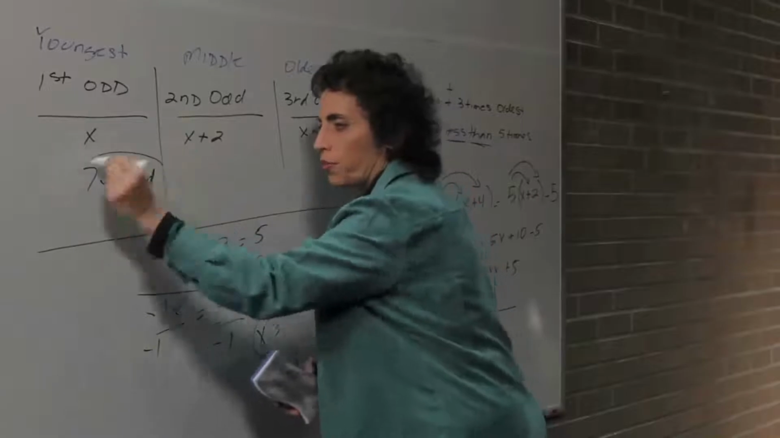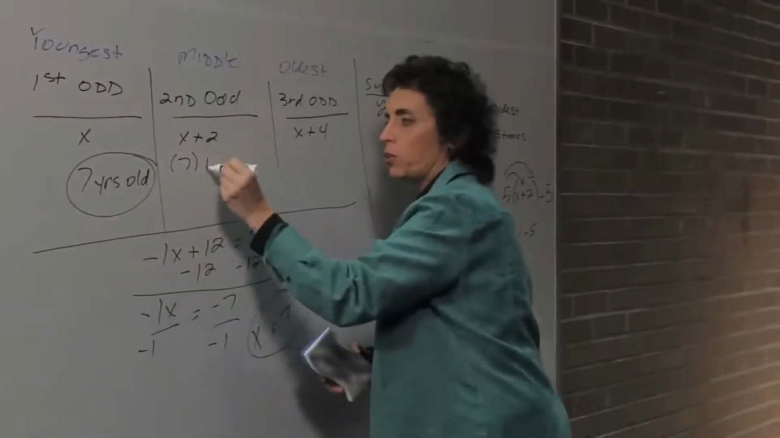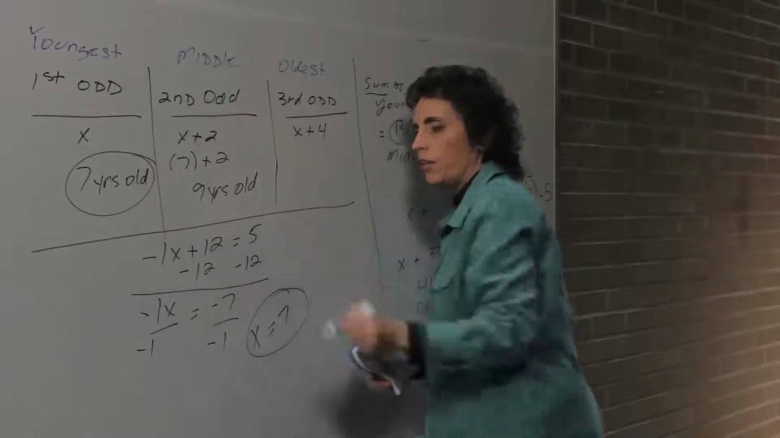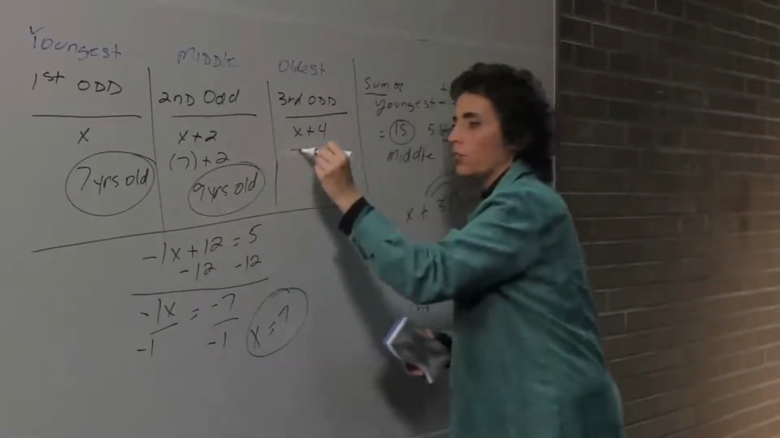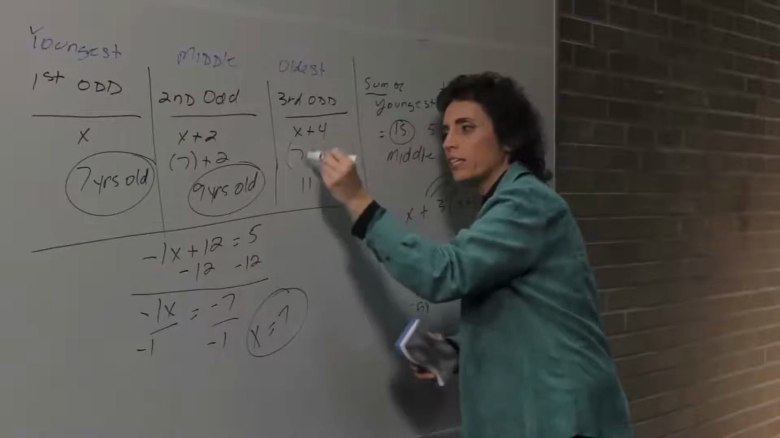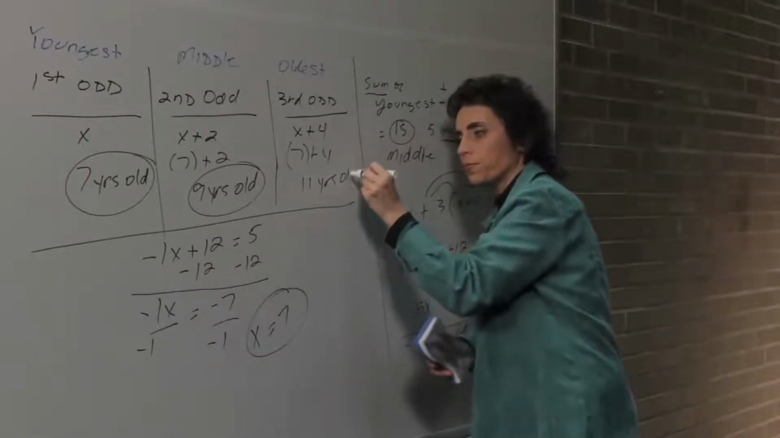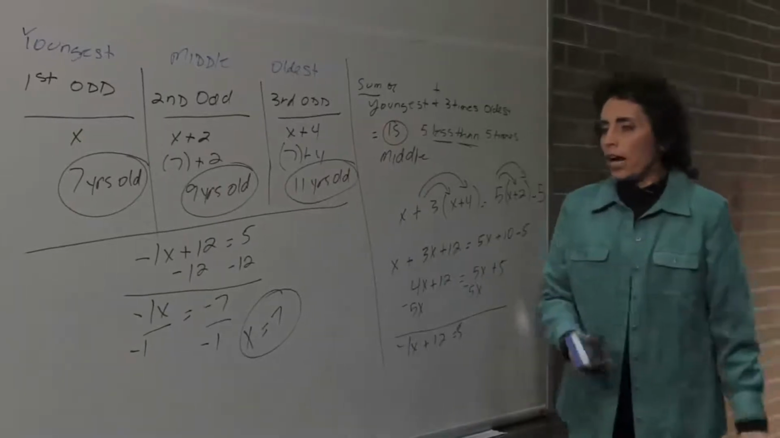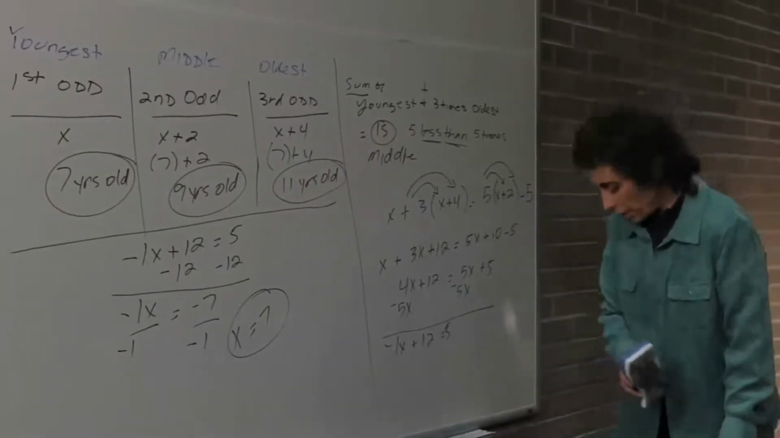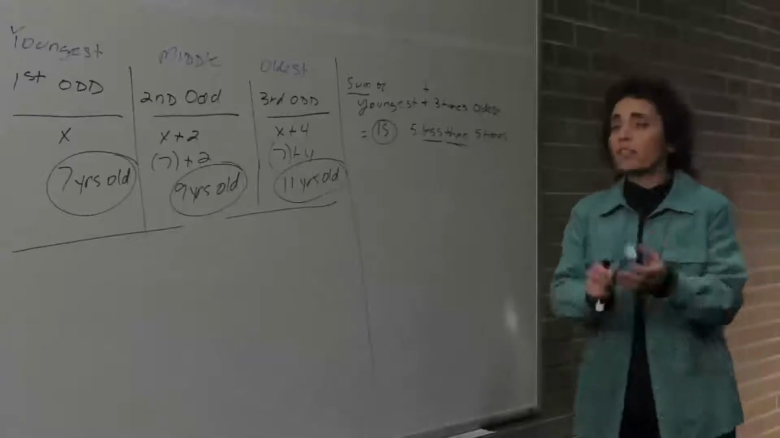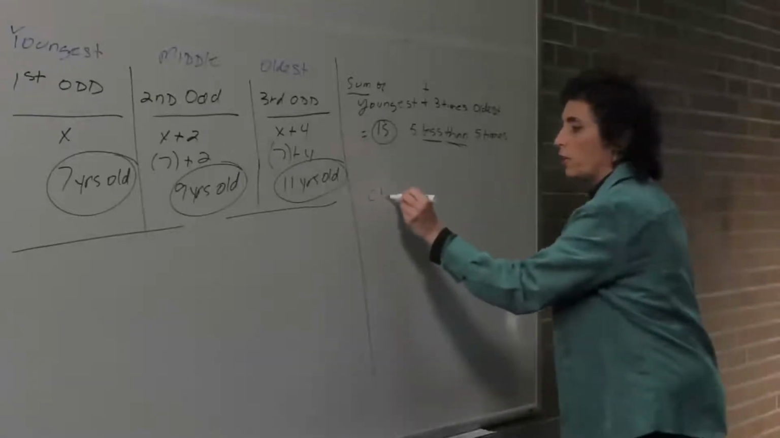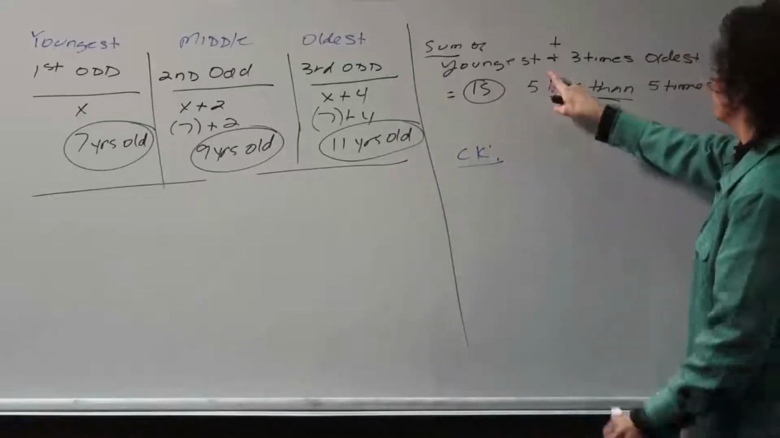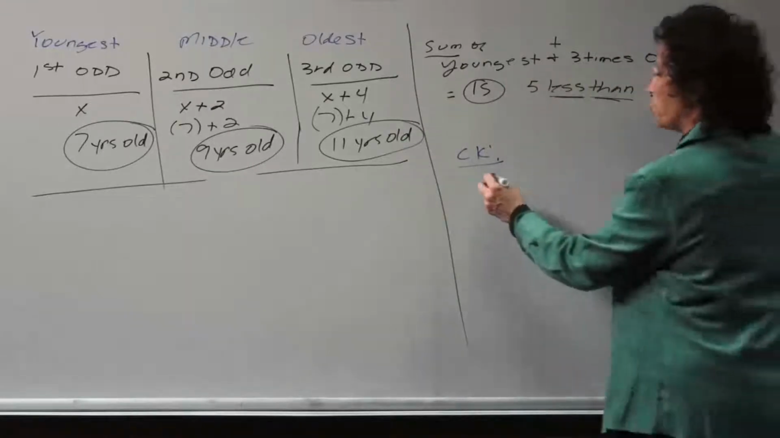7 years old for the first sister. 7 plus 2 is 9 years old. And then finally for the oldest kid, 7 plus 4, 11 years old. Pretty cool. Now, let's take a look at the check. We know that consecutive odd, that checks out. Now we have to make sure this is going on. The sum of the youngest and 3 times the oldest.